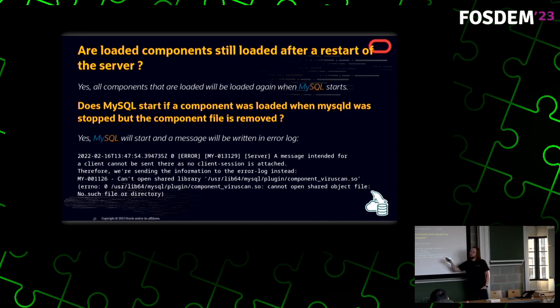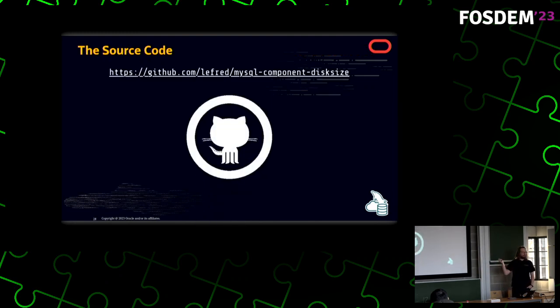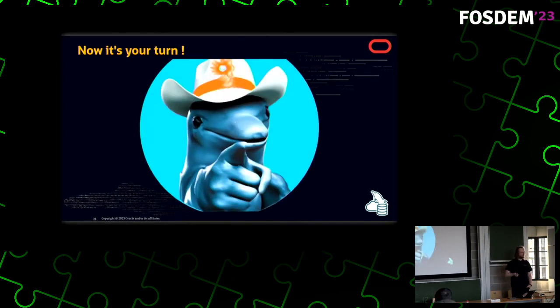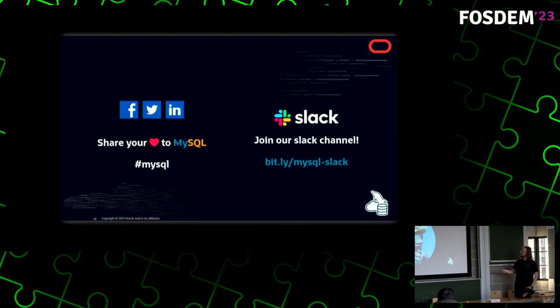If you are interested, for example, in seeing the full code of the component, it's on GitHub. On my GitHub, mysql-component-disk-size, so you can find it. And now it's your turn. Please show me what you can do and what you can invent and what you can bring to MySQL, because I think the component infrastructure is something very cool that you can use to add features to MySQL. And I hope that Vinicius, you will change your next talk to a component for next year and not a plugin, right?